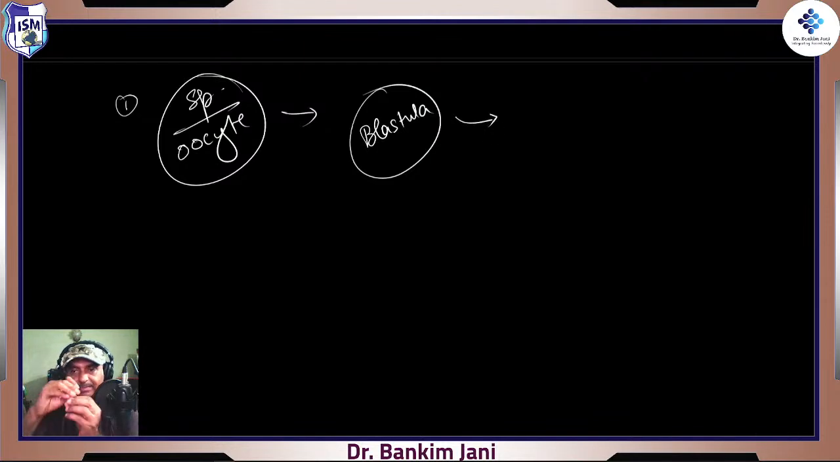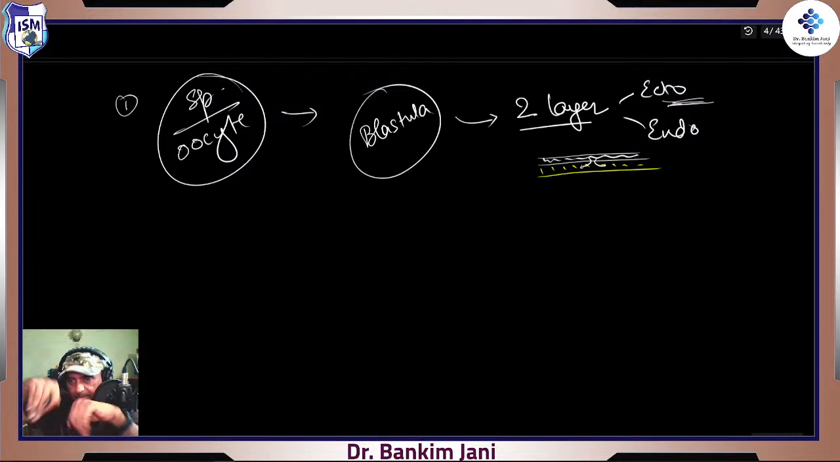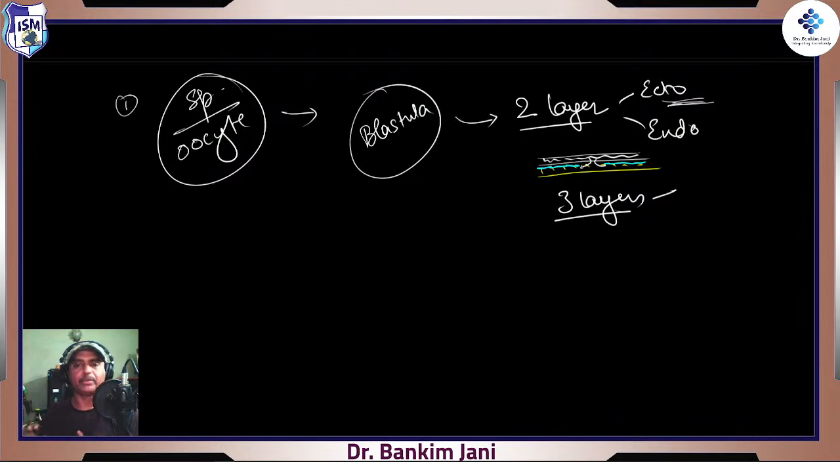From the blastula, the cells differentiate. So there would be two layers. These two layers are ectoderm and endoderm. Then this is one layer and this is a second layer. I'm drawing very crude just to save time. Cells start invaginating, like this, and these cells differentiate themselves. And thus we have got three layers. These three layers are ectoderm, mesoderm and endoderm. Simple, right?